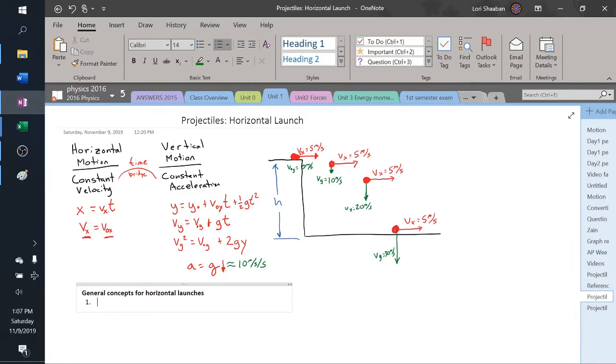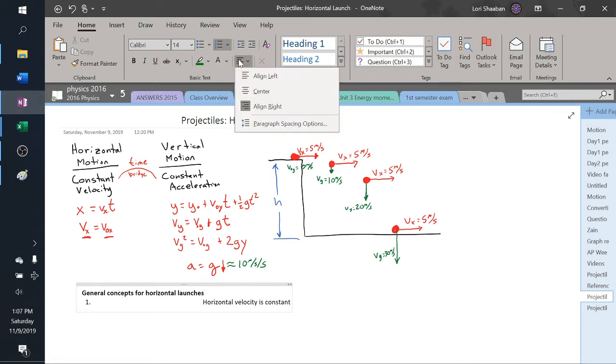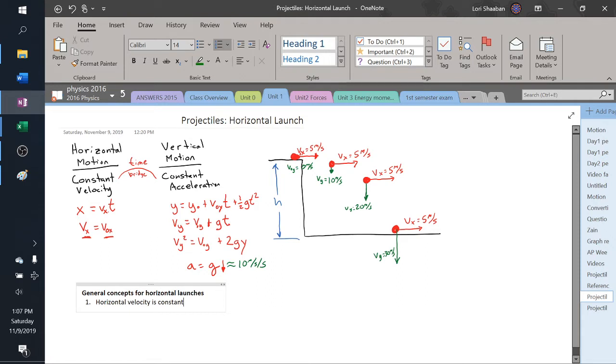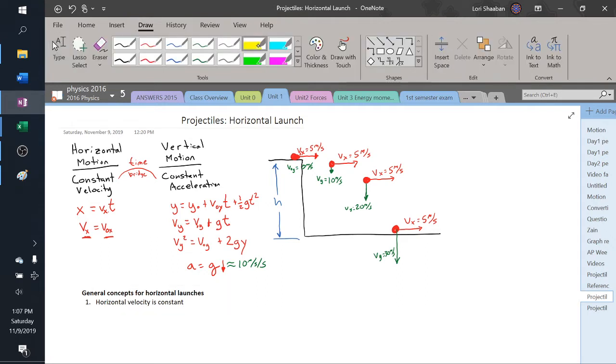Okay, so for a horizontal launch, there's a few general concepts. I know I have pictures and I have the equations up there, but let's just take a look at the concepts for a horizontal launch. Just as for all projectile launching, the horizontal velocity is constant. So you can see up at the top how the horizontal velocity is 5 meters per second, and it does not change. That's a key component.